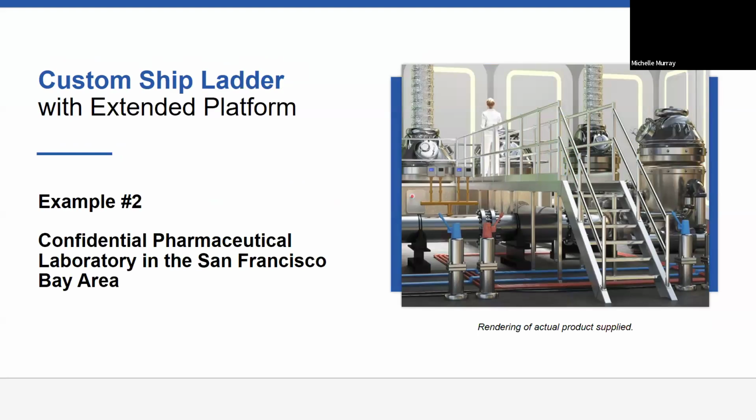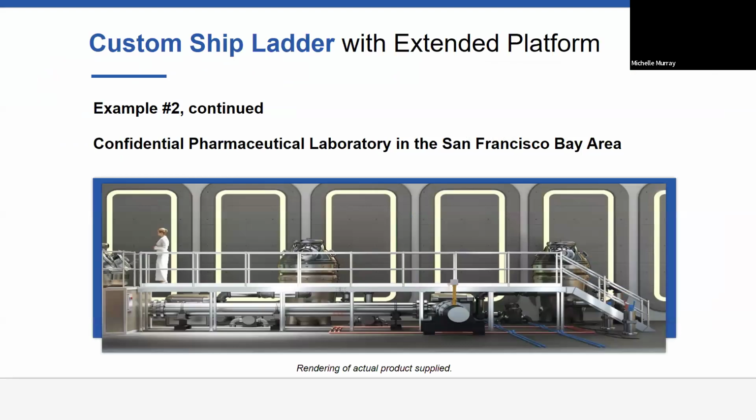This is a pharmaceutical laboratory in the Bay Area that needed a custom platform to access equipment safely. It also needed to be 48 inches off the ground to clear pipes and other equipment on the floor. What you're looking at is a rendering of the actual product supplied. This is the same project. In a sterile environment, aluminum was the ideal material due to the frequent washing and sanitizing performed on all surfaces, and helps the laboratory meet OSHA and ANSI standards for this type of application.